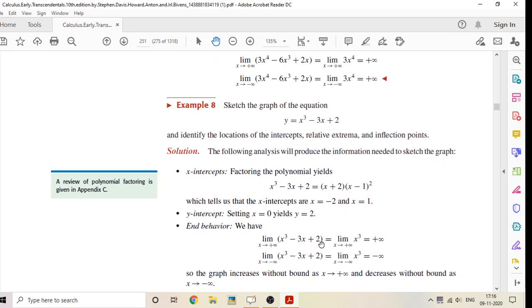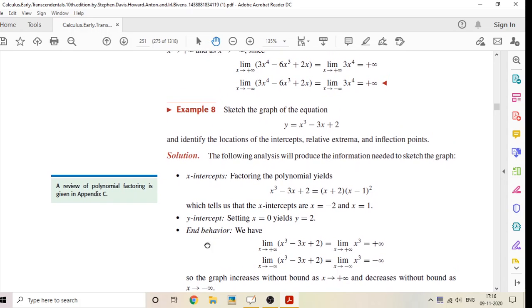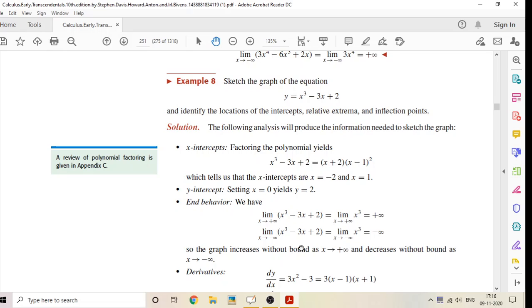Now let us look at the end behavior. End behavior as x tends to infinity: look at the limit of x cube. Limit of x cube as x tends to infinity is plus infinity. So as x goes to infinity, the polynomial function goes to infinity. Now when x goes to minus infinity, the limit of x cube will be minus infinity. So the function will be decreasing to minus infinity as x tends to minus infinity. So that is the end behavior of your function.